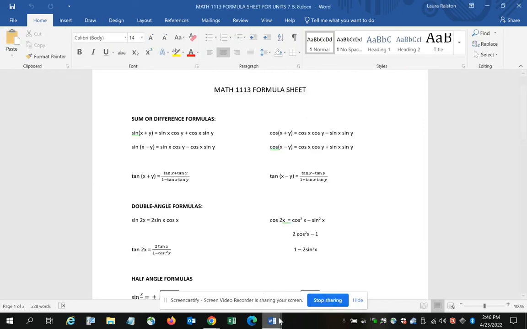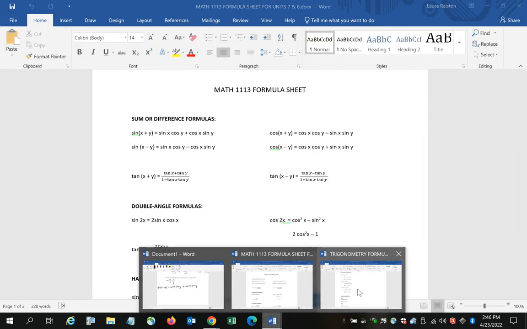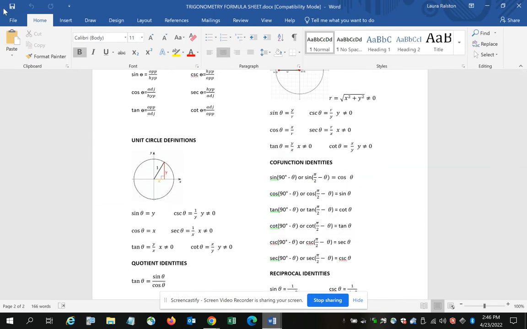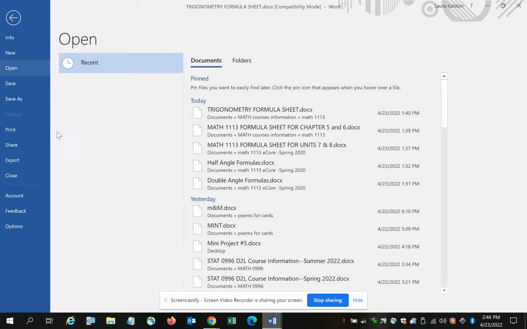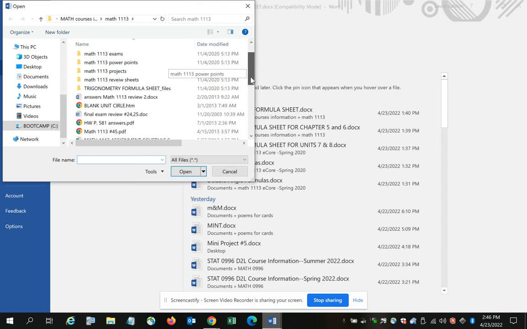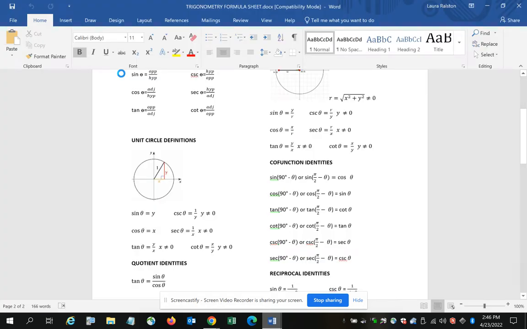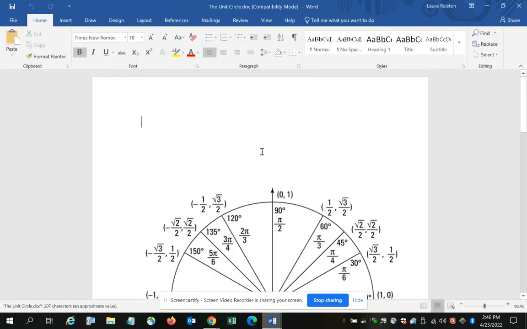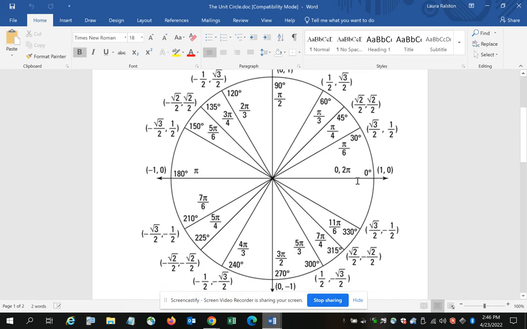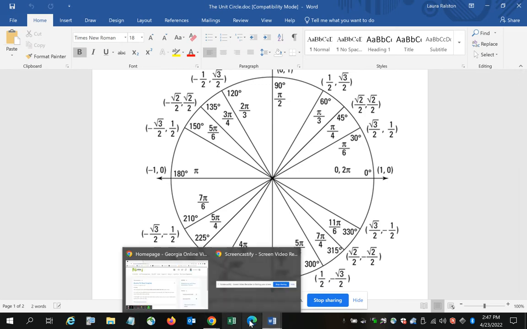And I believe I have a unit circle on one of my formula sheets here. No, I don't. Let me pull it up. Let me find my unit circle. Okay, because you want to have yours nearby. There it is. Okay, so we need to find 4 pi thirds. So I'm looking at my graph at 4 pi thirds. The sine is negative square root 3 over 2.